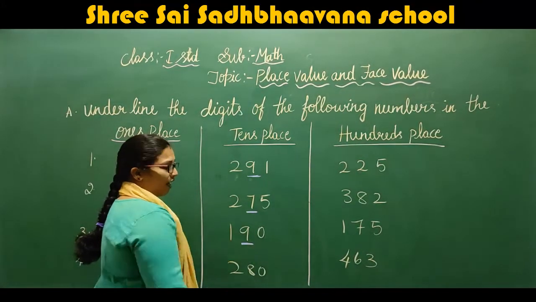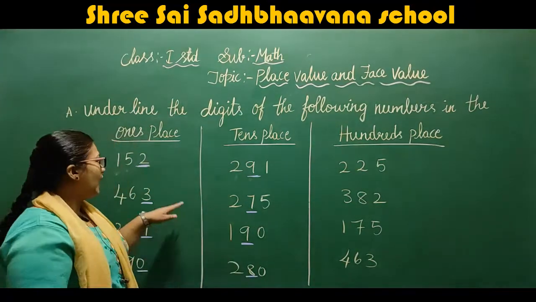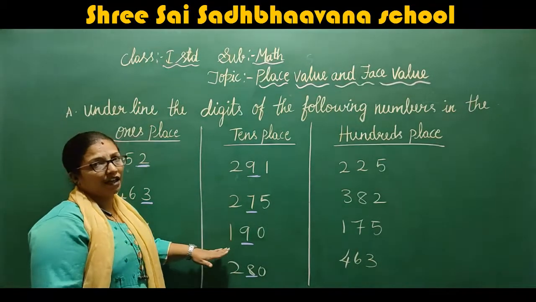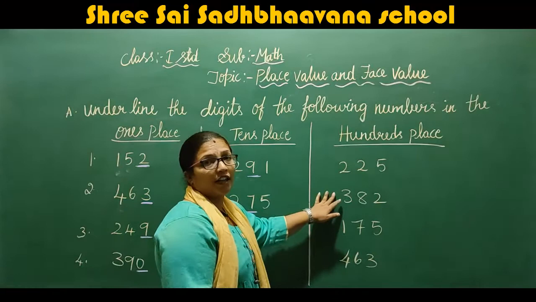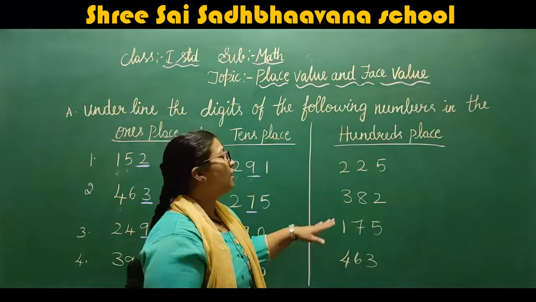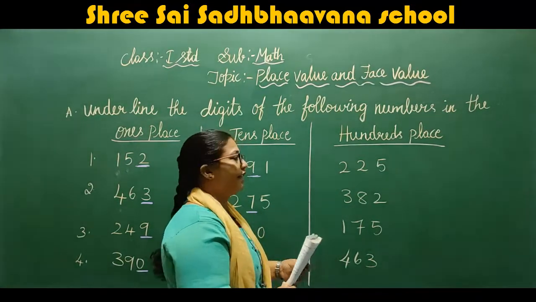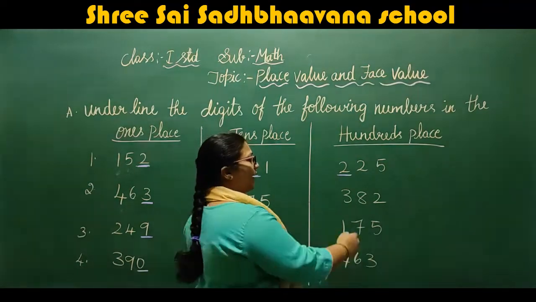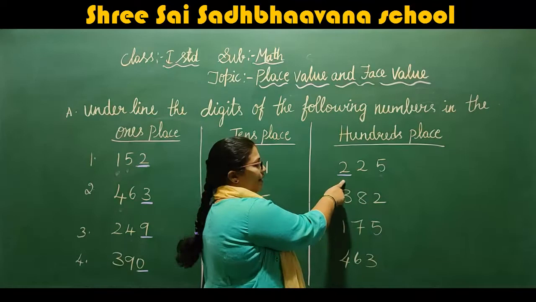Here we underline the number in the ones place. Here we underline the number in the tens place. Here we should underline the number which is in the hundreds place. So 2, right, children? This is ones, tens, hundreds.